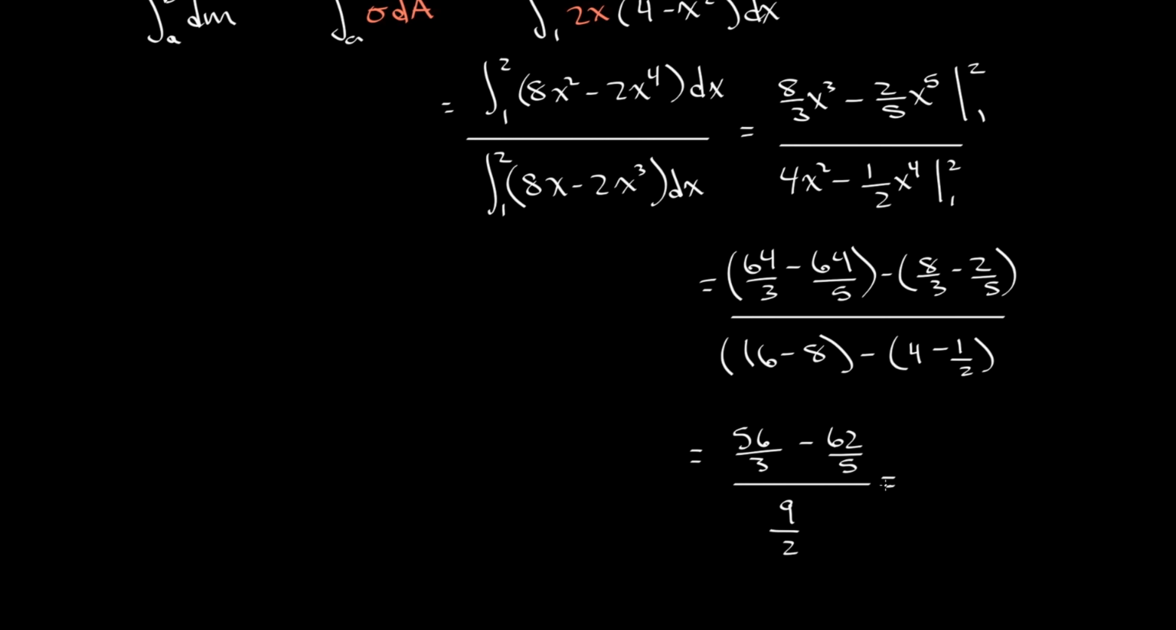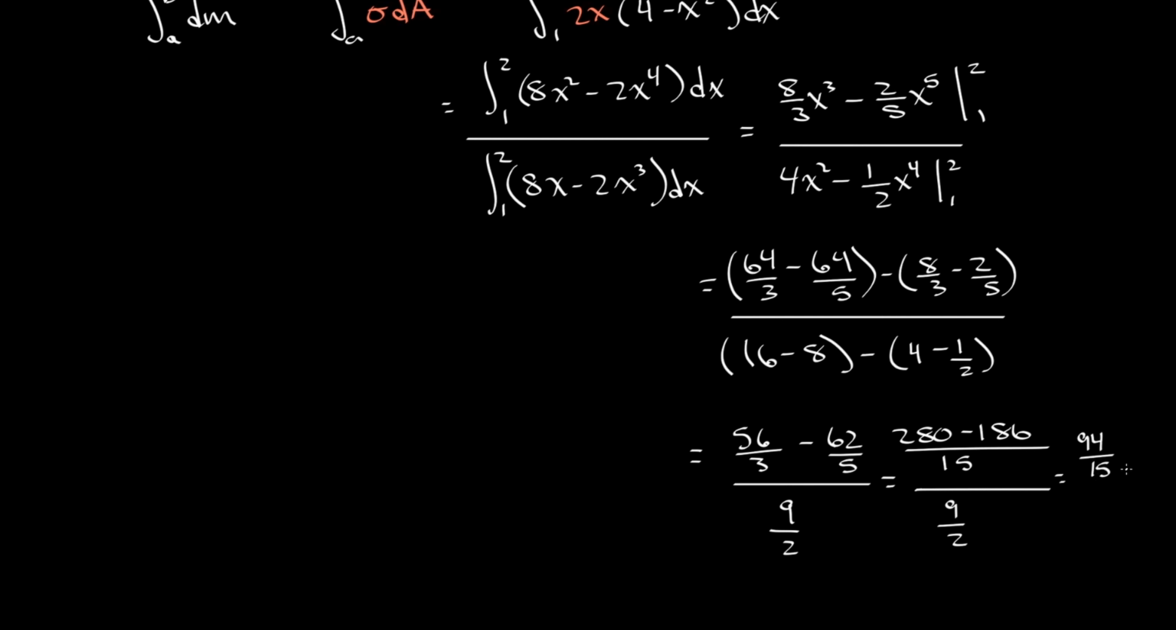All right. Now we can get this common denominator of 15, and let's see how good our mental math is. So we're going to have a common denominator of 15, and then 56 times 5, that's 250 plus 30, so that's 280. And then 62 times 3, that's 180 plus 6, so that's 186, so minus 186. And this is over 9/2. And what do we get here? 280 minus 186, that is 94. So that's 94/15.